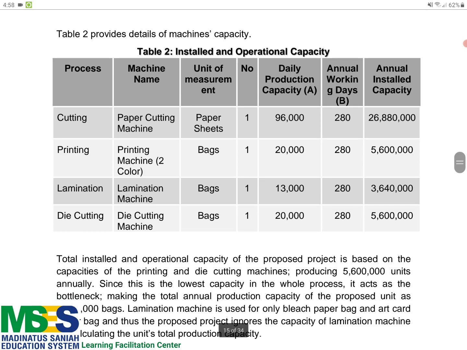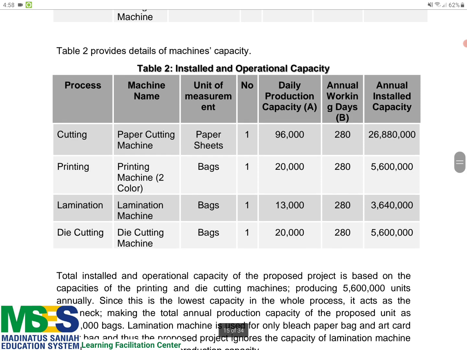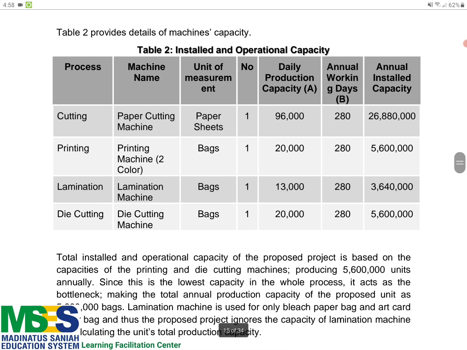Yes, Safia. In 1 year, how many bags can you cut? 26.8 million bags. You can cut 26.8 million bags in 1 year. Anything that is produced in millions, if you are earning 1 rupee benefit on it, the benefit would be in millions as well.